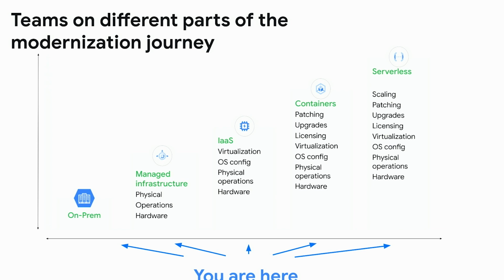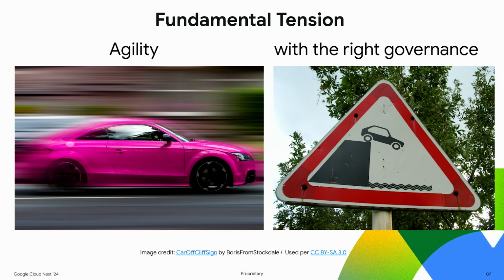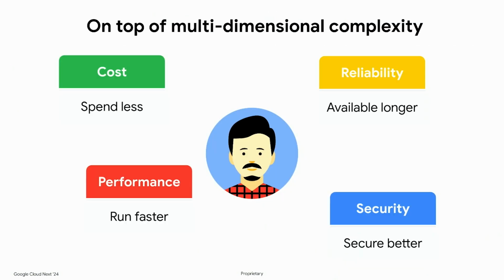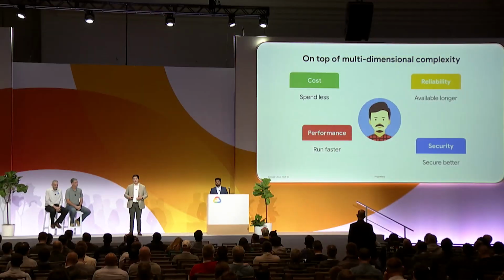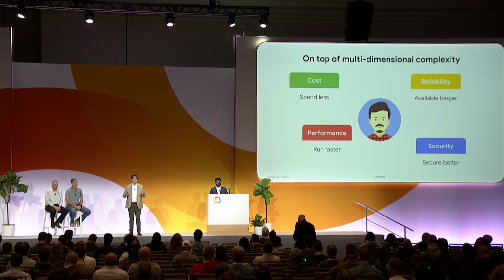There's a lot of complexity and a lot of tension between where your teams might be. There's also a challenge where you're trying to move fast, enable your teams to innovate and have agility, while you're still trying to enforce the right guardrails and controls for your organization. And lastly, on top of that, there's multi-dimensional complexity. You might be managing against cost, performance, reliability, security. So managing all of this can be particularly challenging.